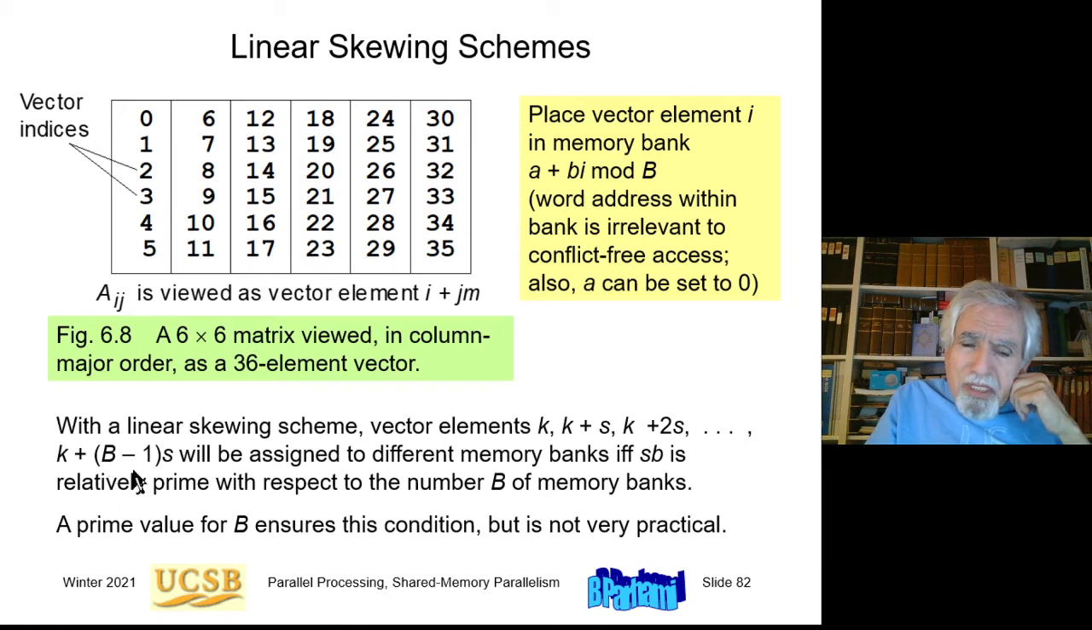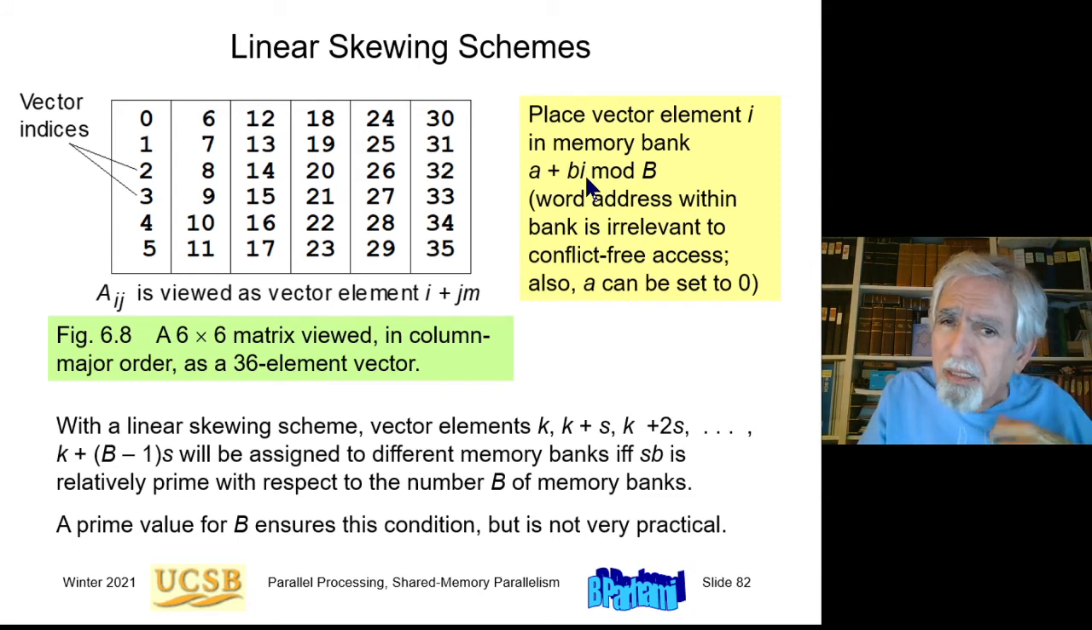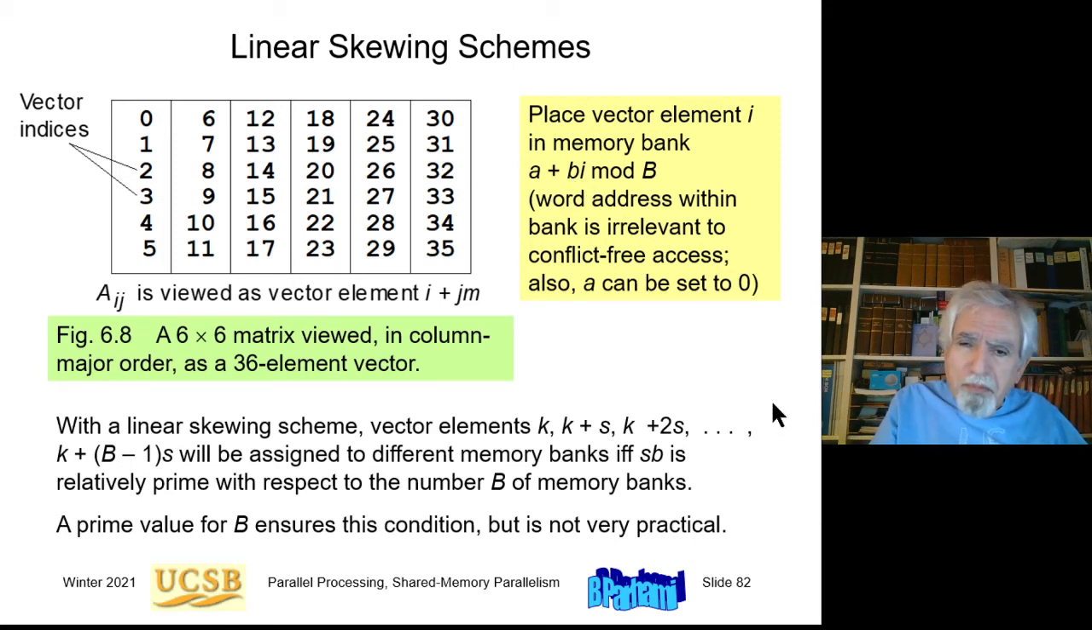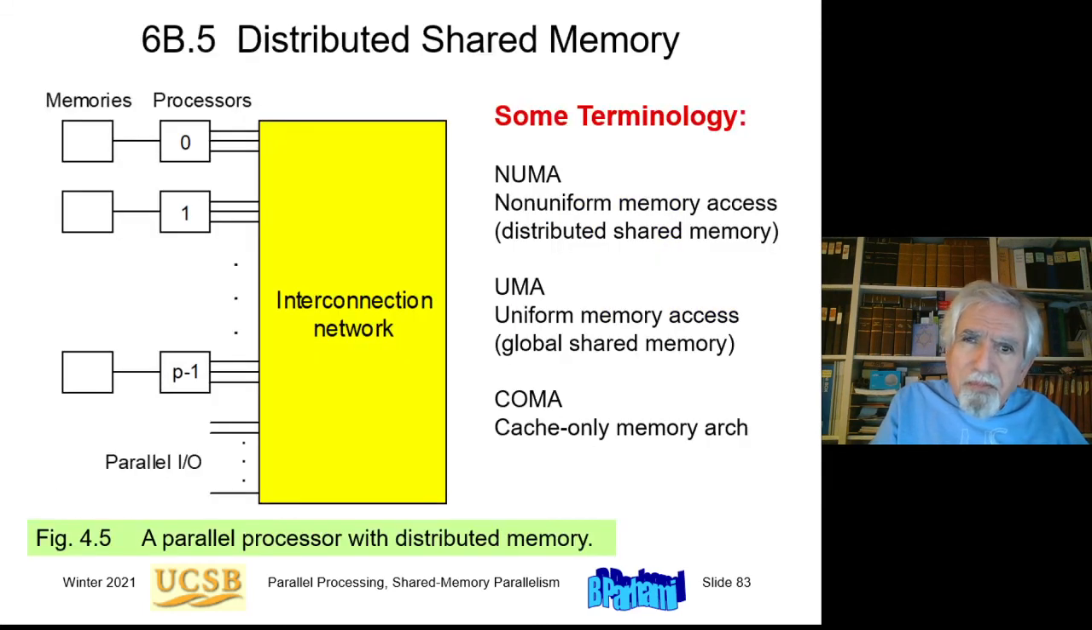Now, the reason we are interested in linear skewing schemes is that the address computation is not too difficult. If we want to see which memory bank contains a particular element of interest, then we basically perform a multiply-add operation. In fact, A can be 0 so that we don't have an add. And this B times I is a constant multiplied by I. There are simple algorithms. You don't actually need to do a multiplication to multiply a constant by an arbitrary number. That's why we're interested in linear skewing schemes.